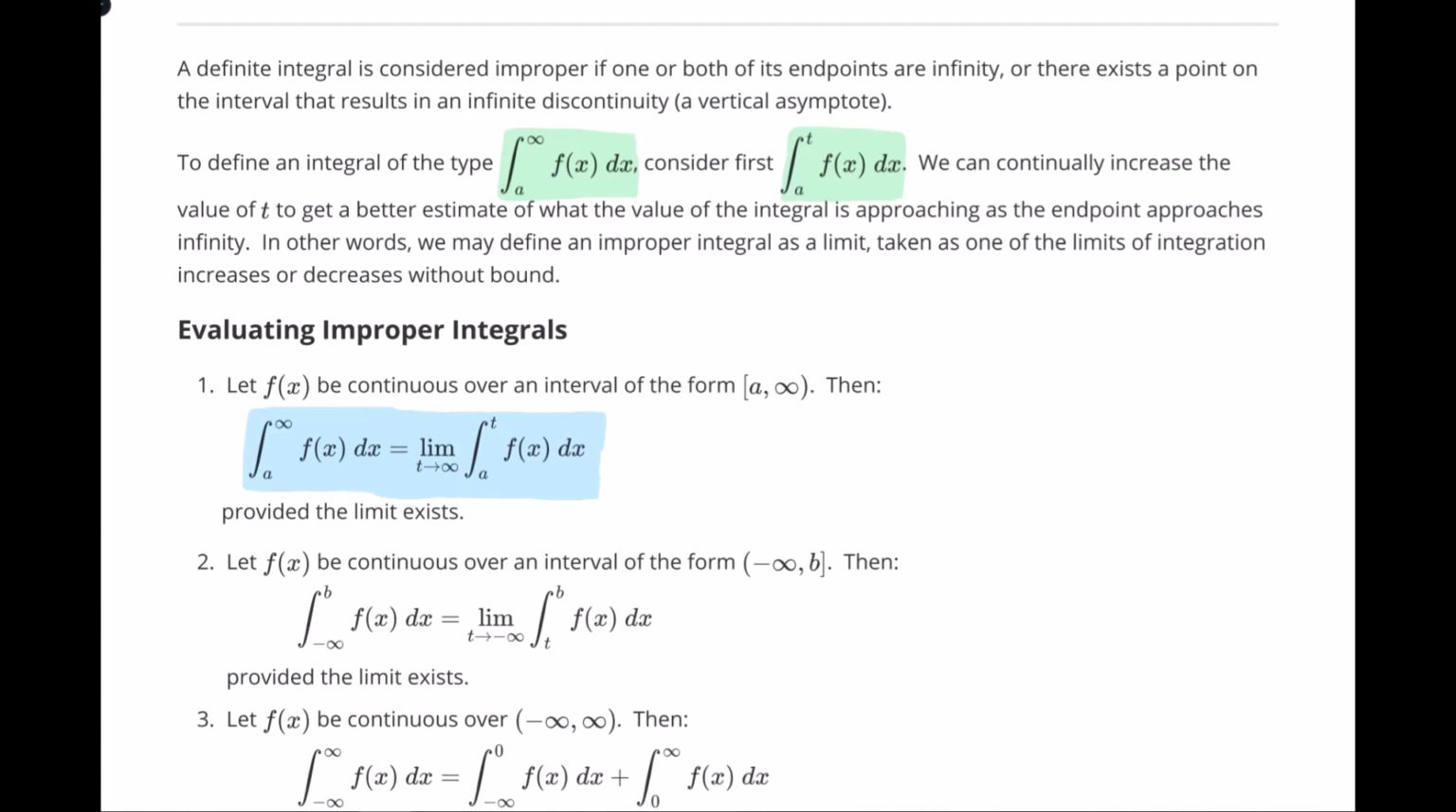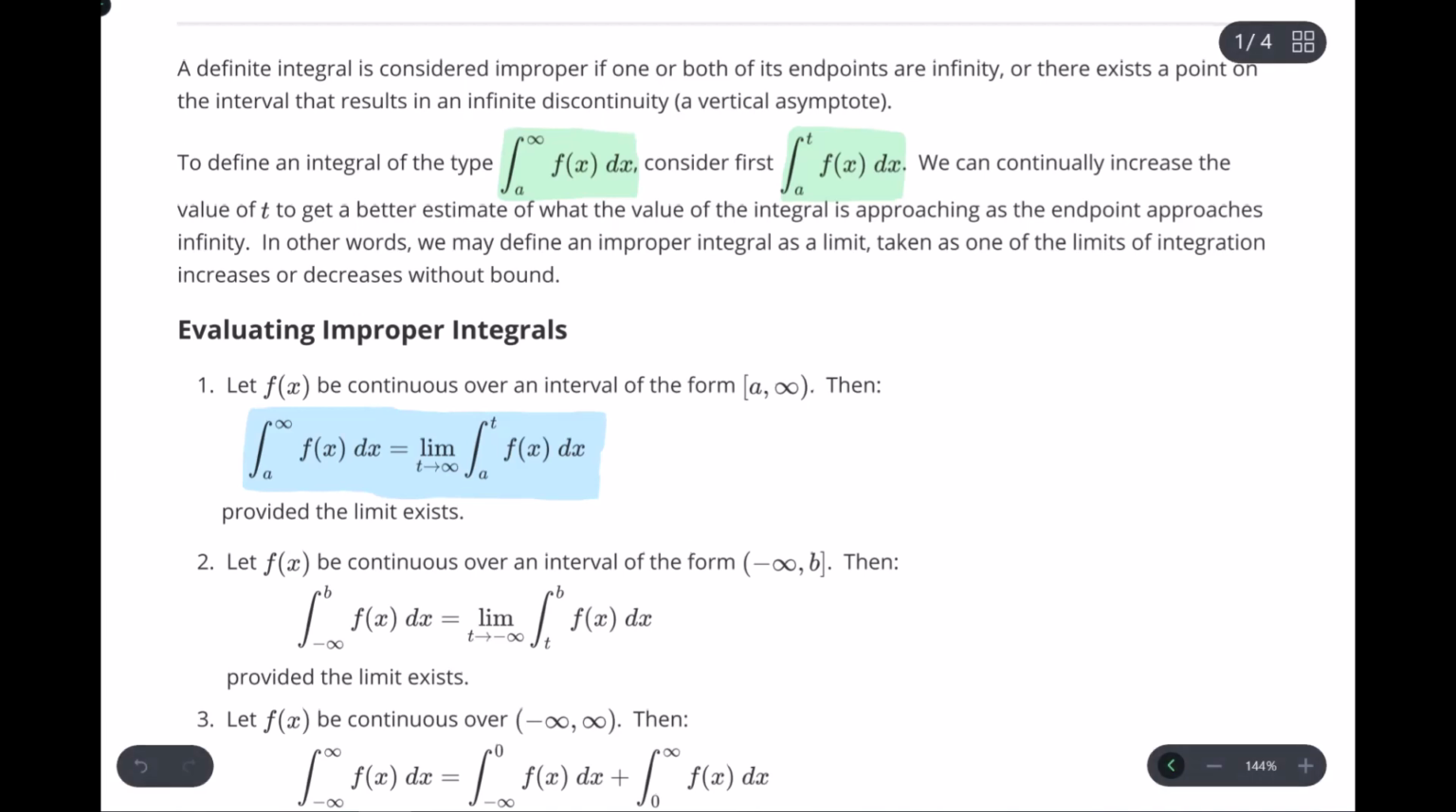Now, that limit may or may not exist. So it's entirely possible that the value of this limit is just infinity. In that case, we would say that the integral diverges. But it's entirely possible that this limit actually does exist. And if it does, then we say that the value of the integral exists, and it is equal to that limit.